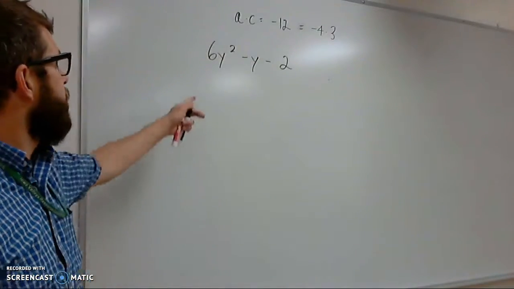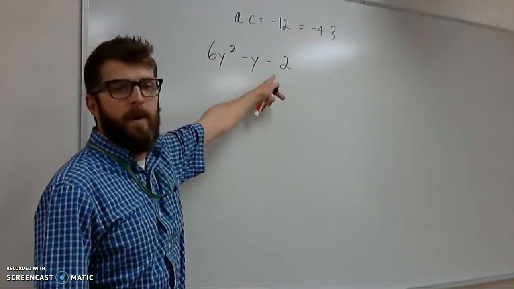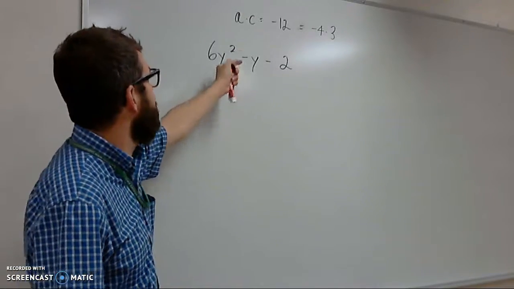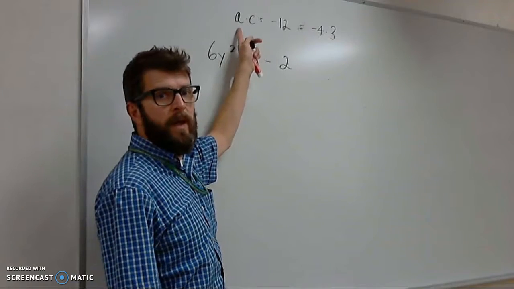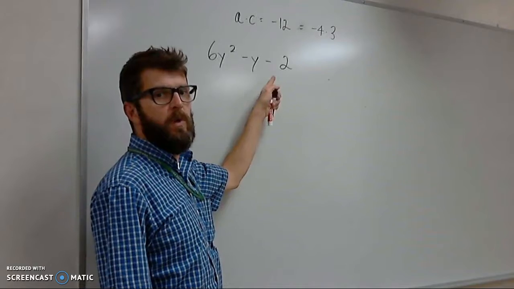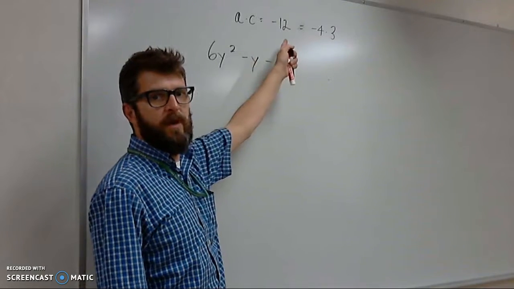Okay, I've rewritten the problem here. 6y squared minus y minus 2. Again, the name of the game here is to factor this using the AC method. I've written up above here what A times C is. Remember, A is 6, C is negative 2. When I multiply those two things together, I get negative 12.